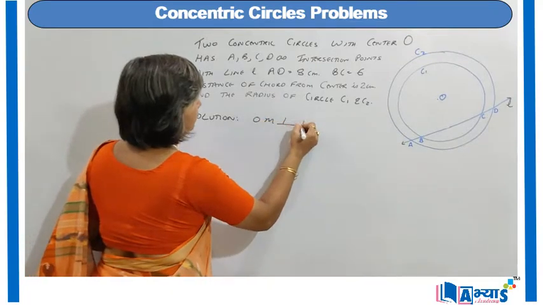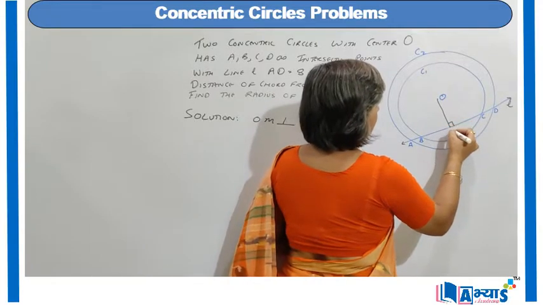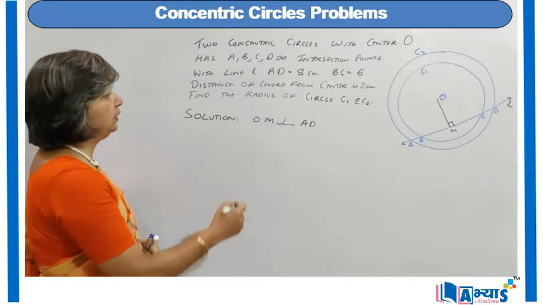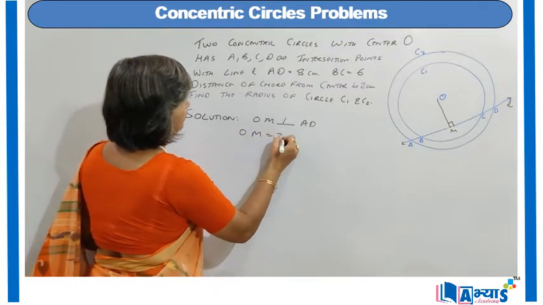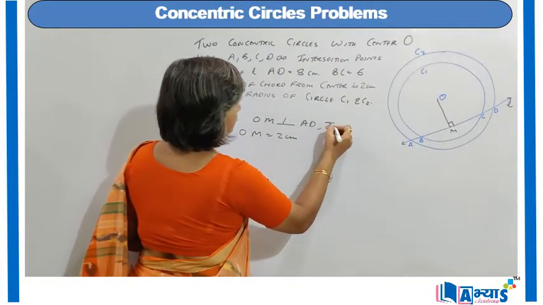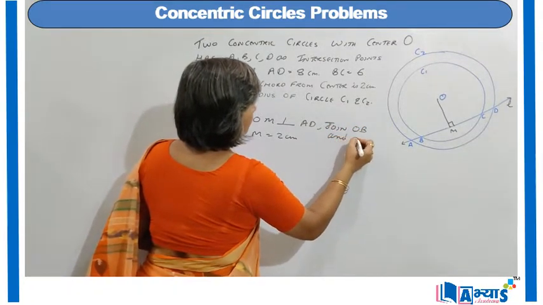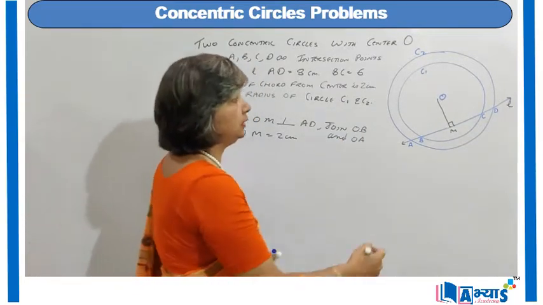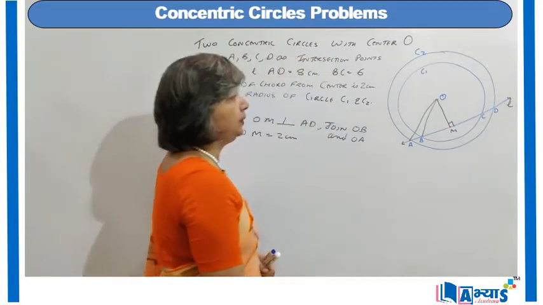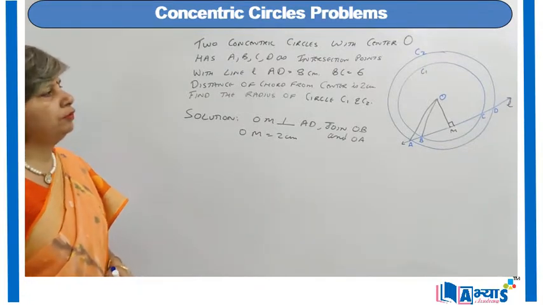For this we will draw OM perpendicular to AD. Now OM is perpendicular to the chord, and we know that the distance of the chord from the center is 2 centimeter. So we can say that OM is equal to 2 centimeter. Now we have joined the center O with B and A, that means OB and OA. Now OB and OA are the radii of the two circles. So we are supposed to find the length of OA and OB.